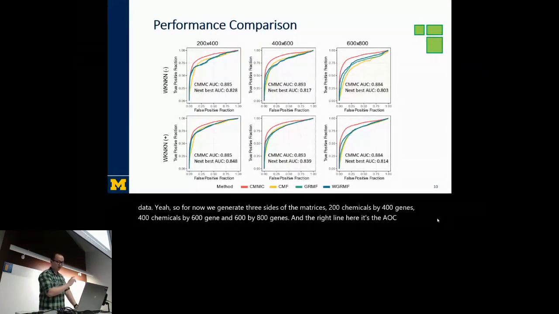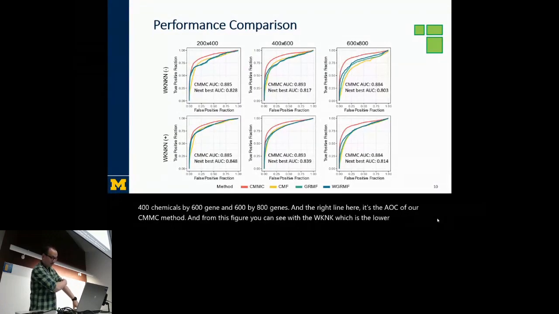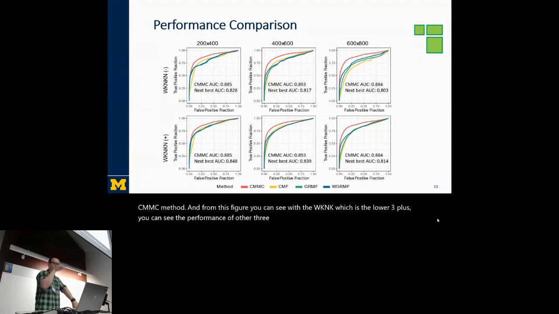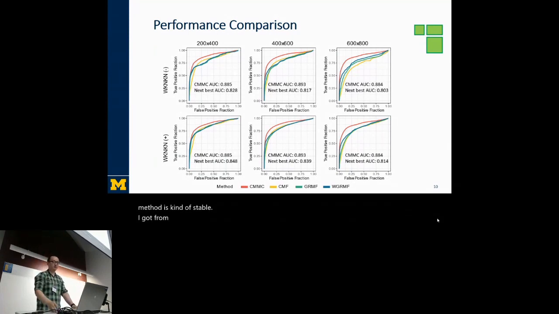And from this figure, you can see with the WKNKN, which is the lower three plots, the performance of the other three methods is improved a little bit. But our method is kind of stable for all of the different sizes of the matrices. And then we performed a case study for our method.